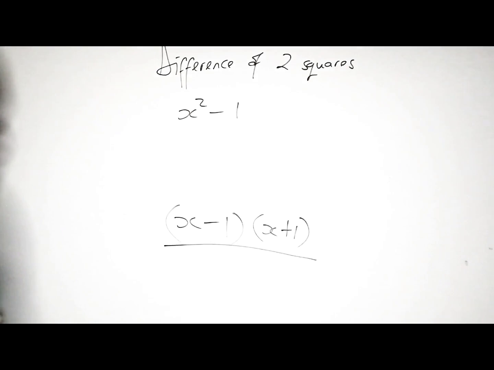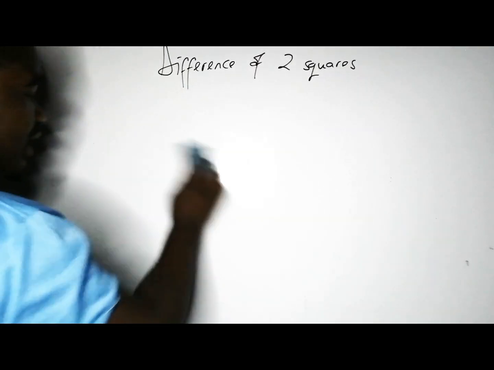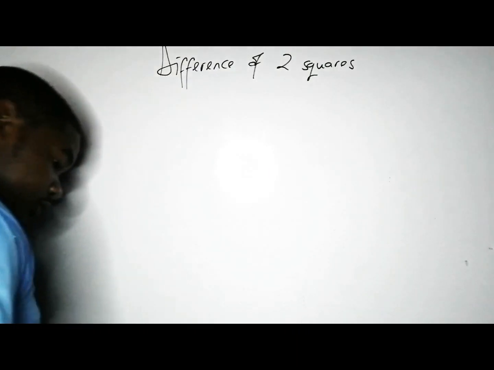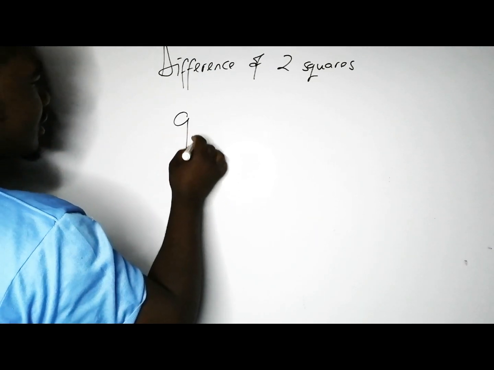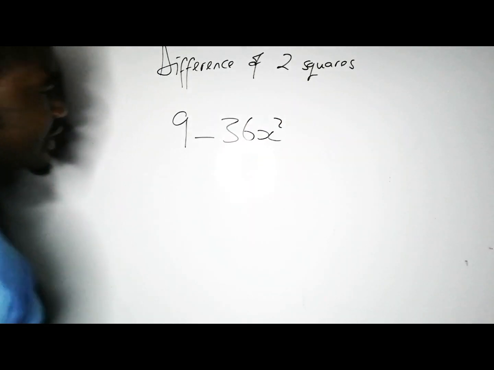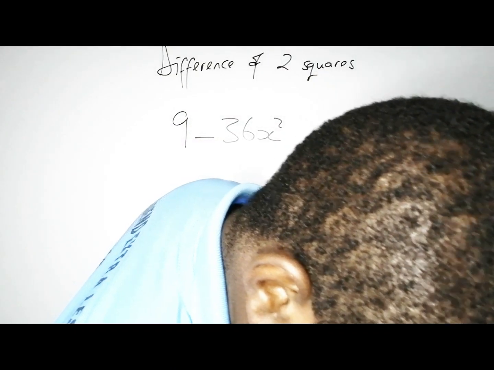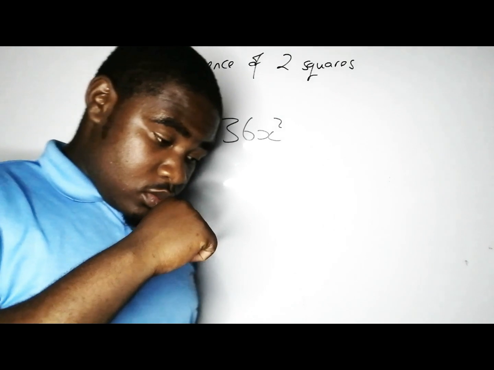But here we go. Sometimes they set it like this. This is my last example. Sometimes they set it like this. 9 minus 36x squared. Look at this one, guys. This one looks like a difference of two squares.